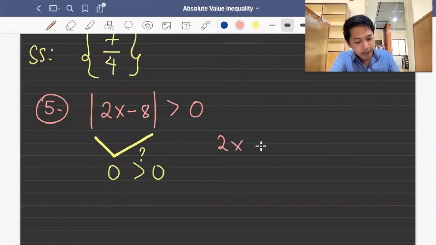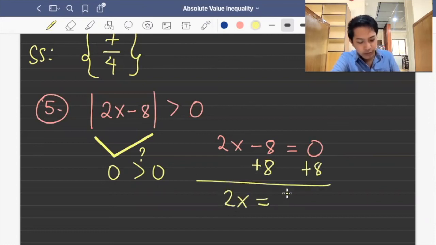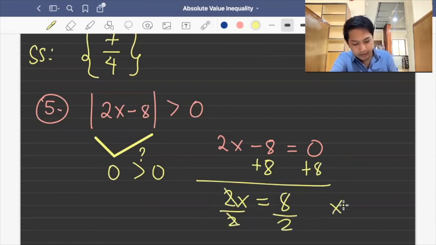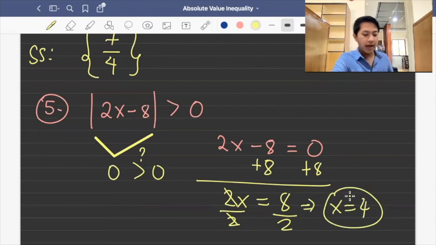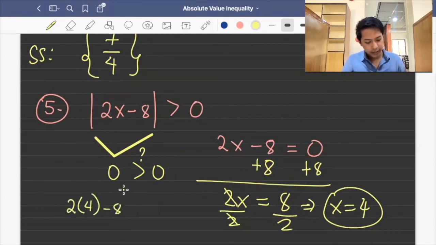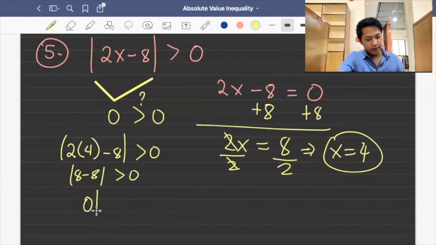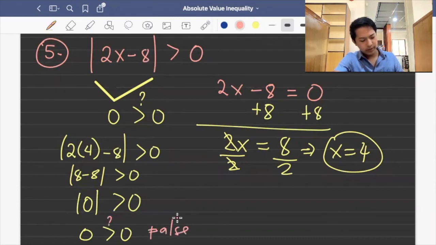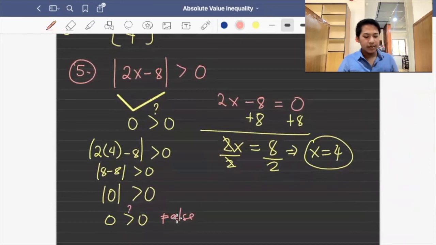So in this case, 2x minus 8 is equal to 0. Let's find that. We have to add 8 on both sides. We have 2x is equal to 8, divide by 2. X is equal to 4. Right, because again, if you are going to substitute x equals 4 to our absolute value inequality, we have 2 times 4 minus 8, right, is greater than 0. We have 8 minus 8, absolute value of that is greater than 0. We have 0, absolute value of 0 is greater than 0. 0, greater than 0. And this is false. 0 can never be greater than 0. So in this particular example class, we have a restriction. It means that our solution set here is all real numbers except 4.